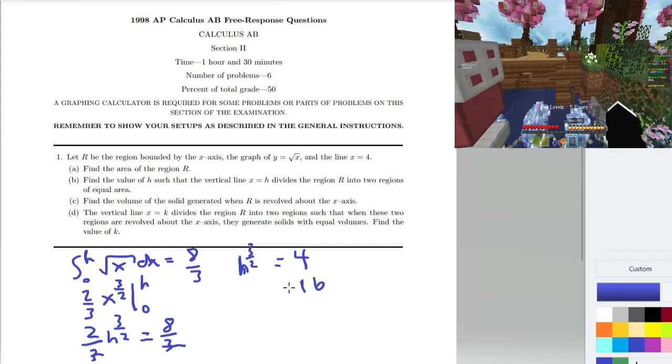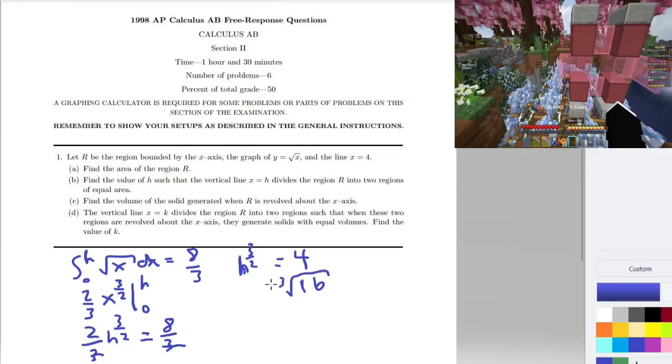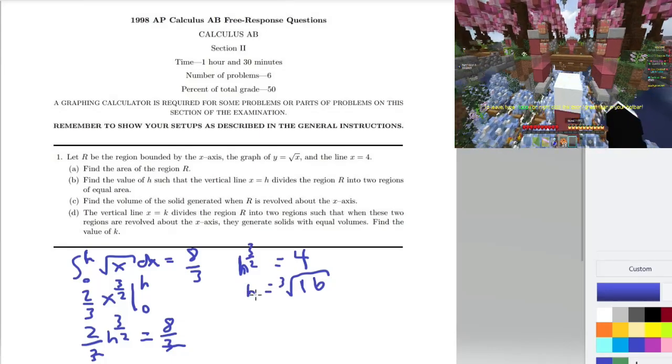And then you're going to take the cubic root, because we want to get rid of that to the power of 3, is equal to h.